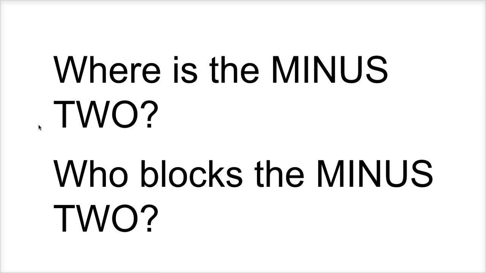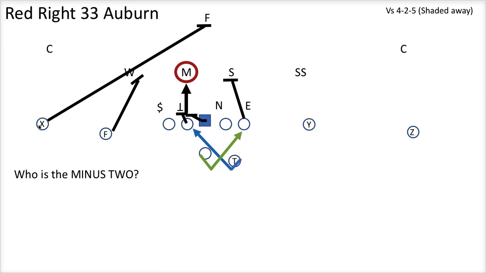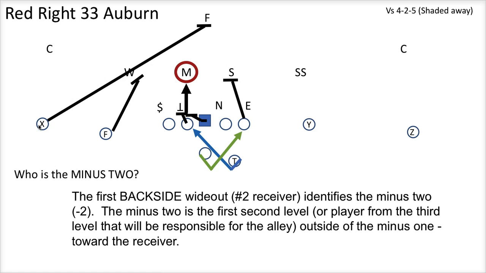Where's the -2 and who blocks the -2? Who is the -2? Well, the first backside wideout, number 2 receiver, identifies the -2. The -2 is the first, second level or player from the third level that will be responsible for the alley outside of the -1 toward the receiver. So in this case, it's the strong safety.